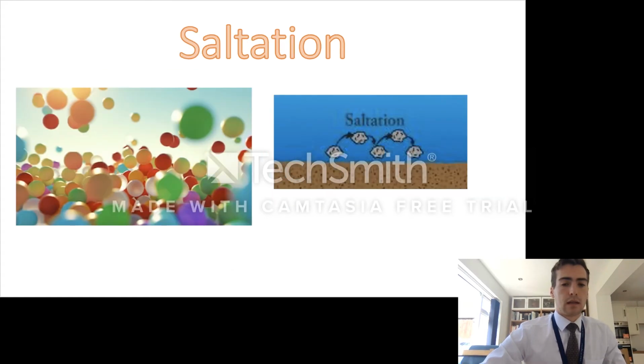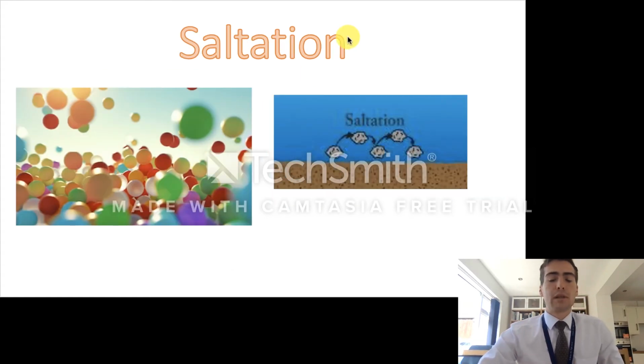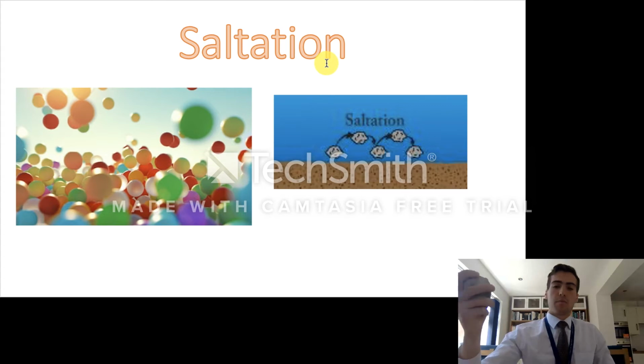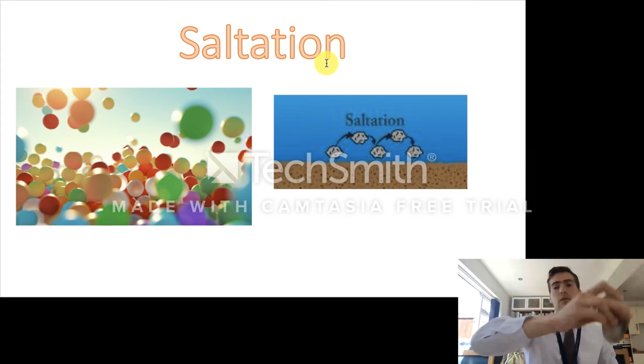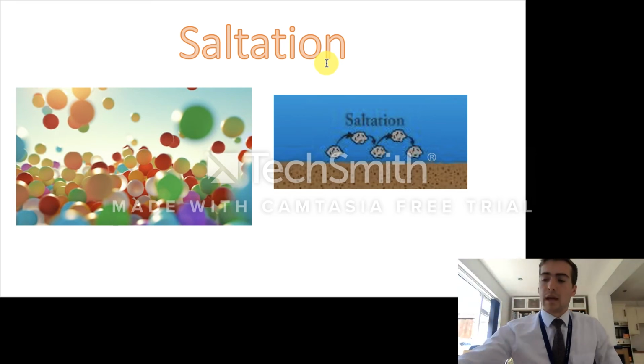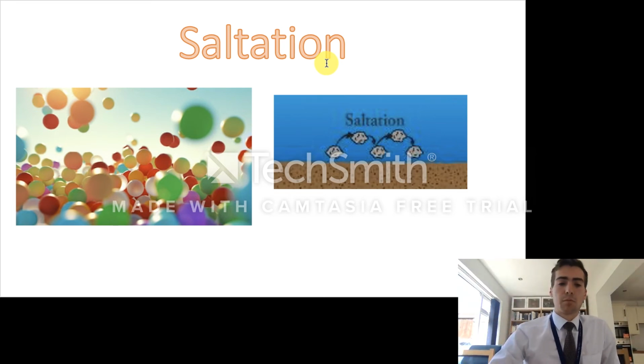And the last one, and this is really commonly mistaken for solution, because salt is something that dissolves, isn't it? But saltation isn't salt being dissolved in water. Saltation is when the pebbles in the river bounce along the riverbed. Okay, so they bounce on the riverbed, and that is the 4th type of transportation.